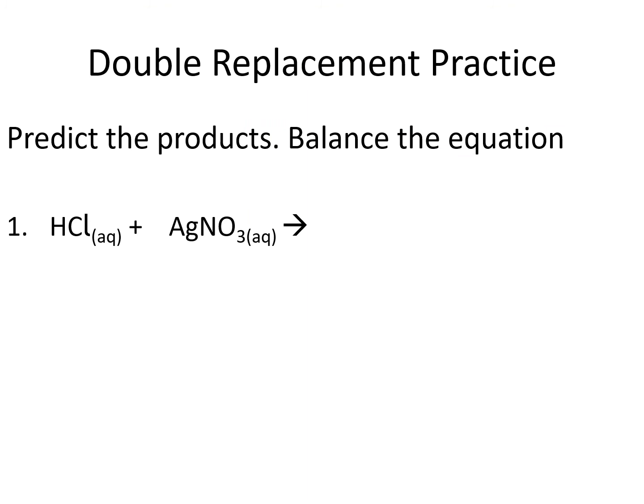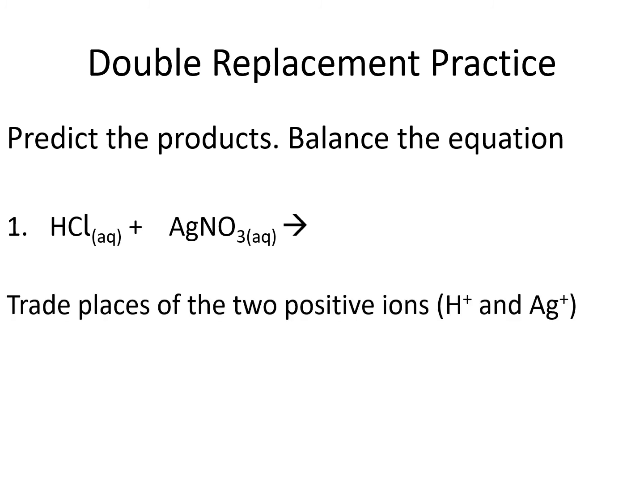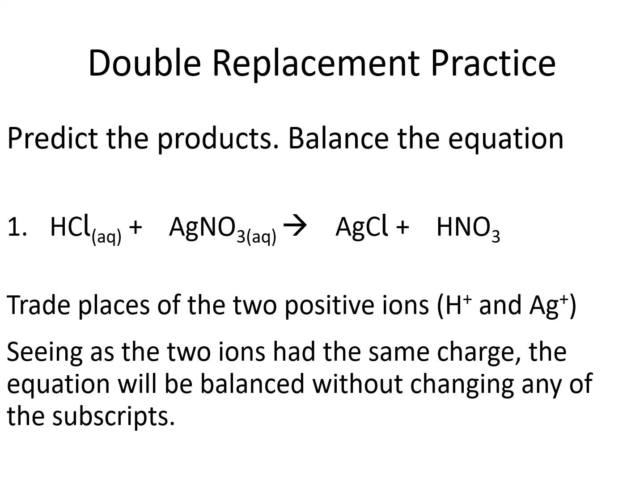Here's our first equation. Hydrochloric acid and silver nitrate react. The hydrogen in the hydrochloric acid is acting as a positive ion, so it's going to swap places with the positive silver ion. So we're going to get silver chloride, and hydrogen with the nitrate makes nitric acid. Since both the hydrogen and the silver had the same charge, you don't need to change any of the numbers, and this equation will be balanced as is. Now if you check the water solubility rules, you'll see that the silver chloride is insoluble, and so this reaction can proceed.